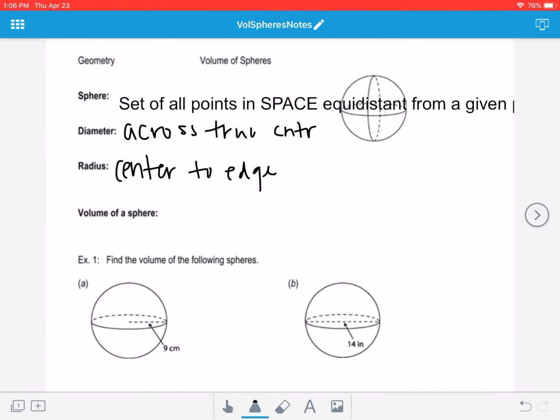Remember, volume is the number of cubes that fit on the inside. So we're still trying to figure out how many cubes will fit into a sphere today. To find the volume of a sphere, the formula is 4/3 pi radius cubed. So the only thing you need to know to find the volume of a sphere is the sphere's radius. And then you're going to throw it into the formula.